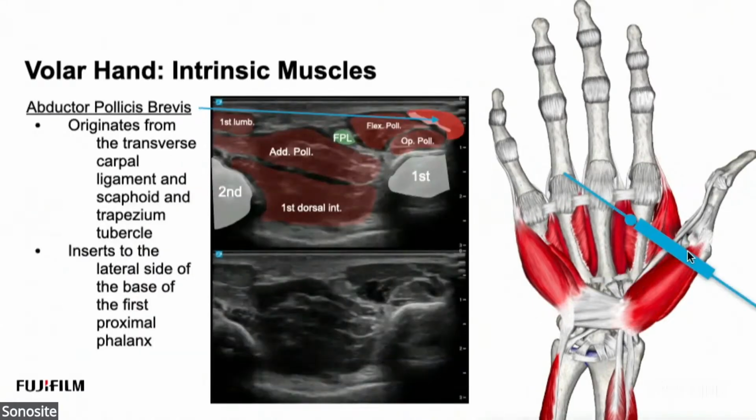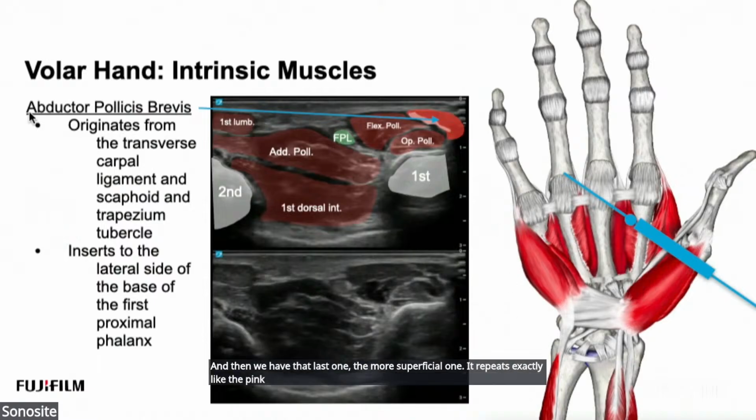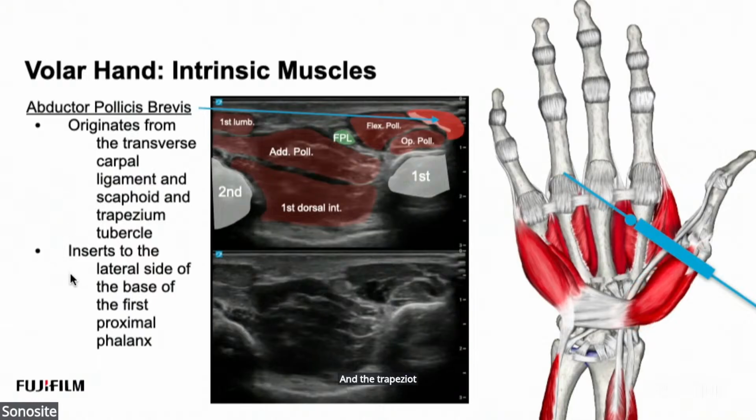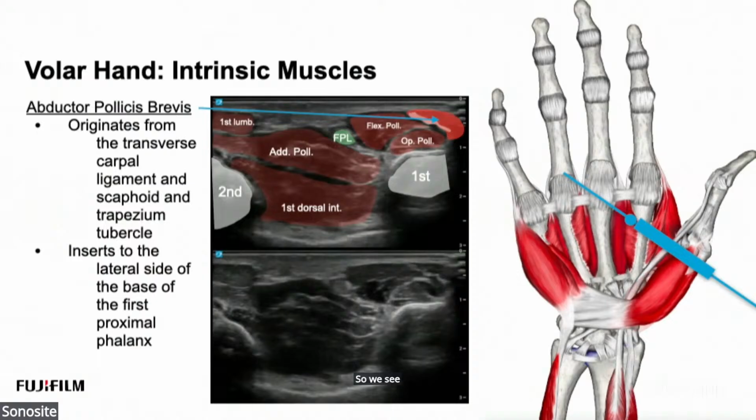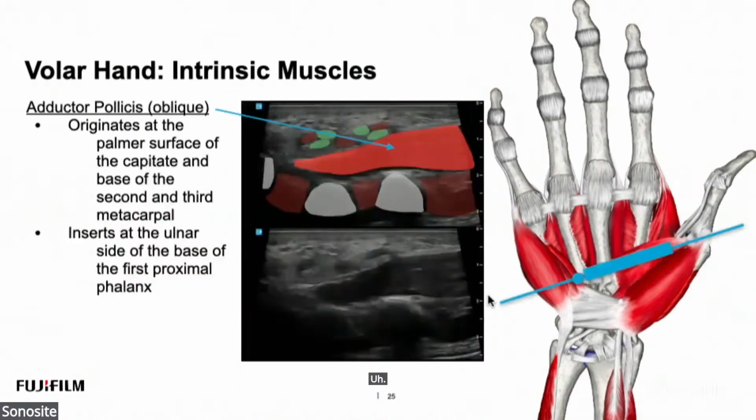And then we have that last one, the more superficial one. It repeats exactly like the pinky side did. It's the abductor pollicis brevis, originates from the transverse carpal ligament and the scaphoid and the trapezium tubercle. It inserts on the lateral side of the base of the first proximal phalanx. So we see it up more shallow, more superficial, same as the repeated pinky side.